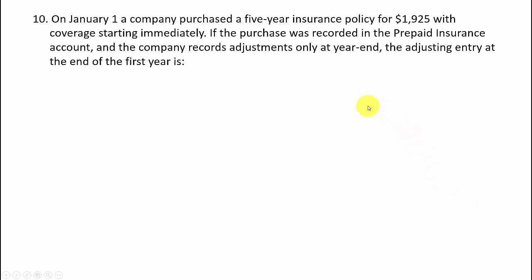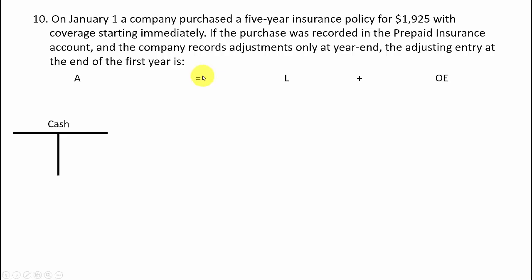On January the 1st, a company purchased a 5-year insurance policy for $1,925 with the coverage starting immediately. If the purchase was recorded in the prepaid insurance account and the company records adjustments only at year end, the adjusting entry at the end of the first year would be what?